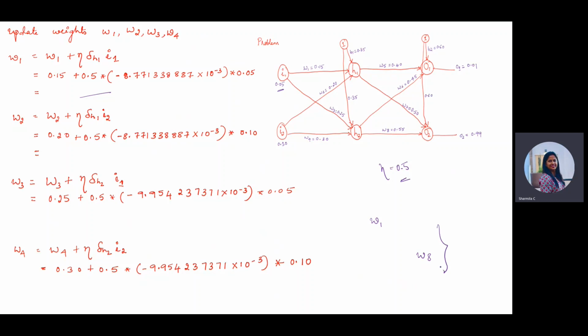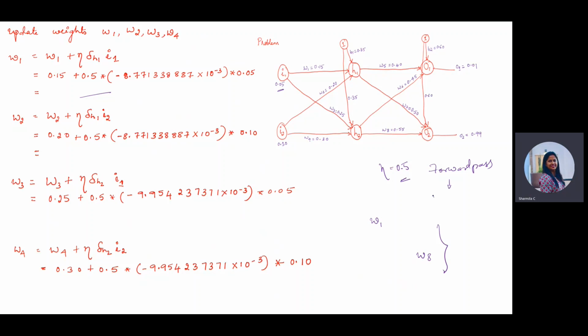Now, after updating these weights, all the weights from W1 to W8 are updated. Keeping these new weights, we need to repeat the process, starting a new iteration. In the new iteration, instead of the old weights, we take these newly updated weights and perform the forward pass first.